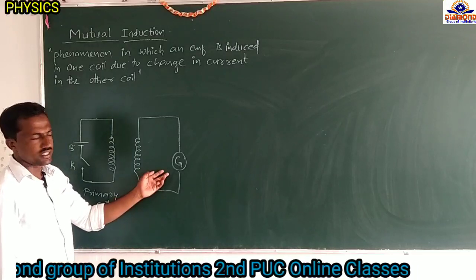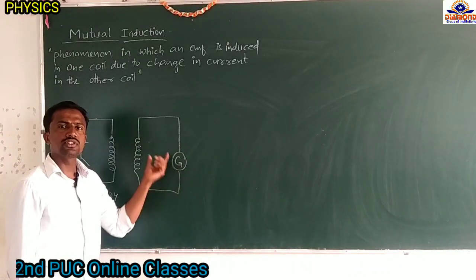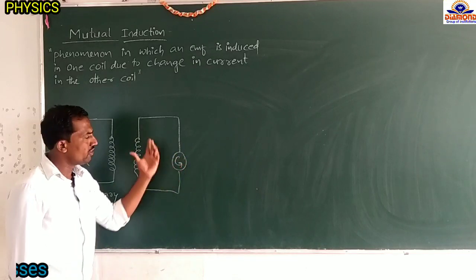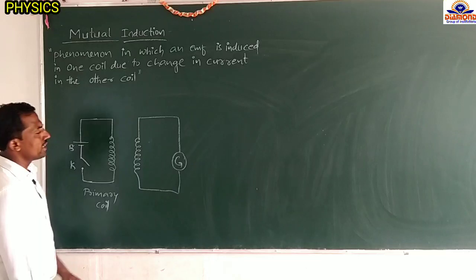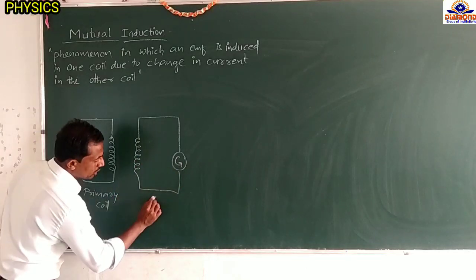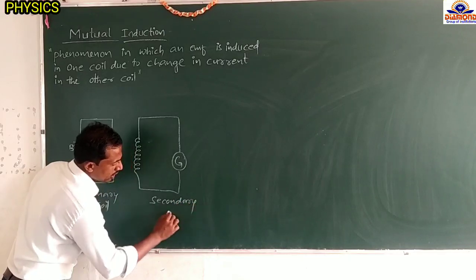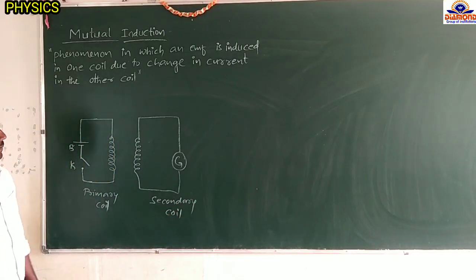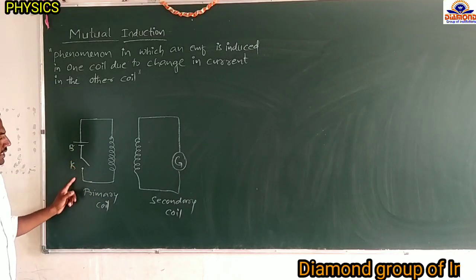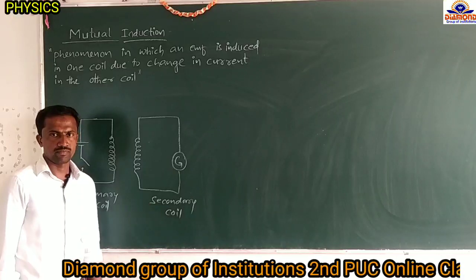In the last class we discussed that a galvanometer is a device which shows the deflection when a small current passes through it. The coil connected to the galvanometer is called the secondary coil. The coil connected to the battery and key is primary, and the coil connected to the galvanometer is secondary.